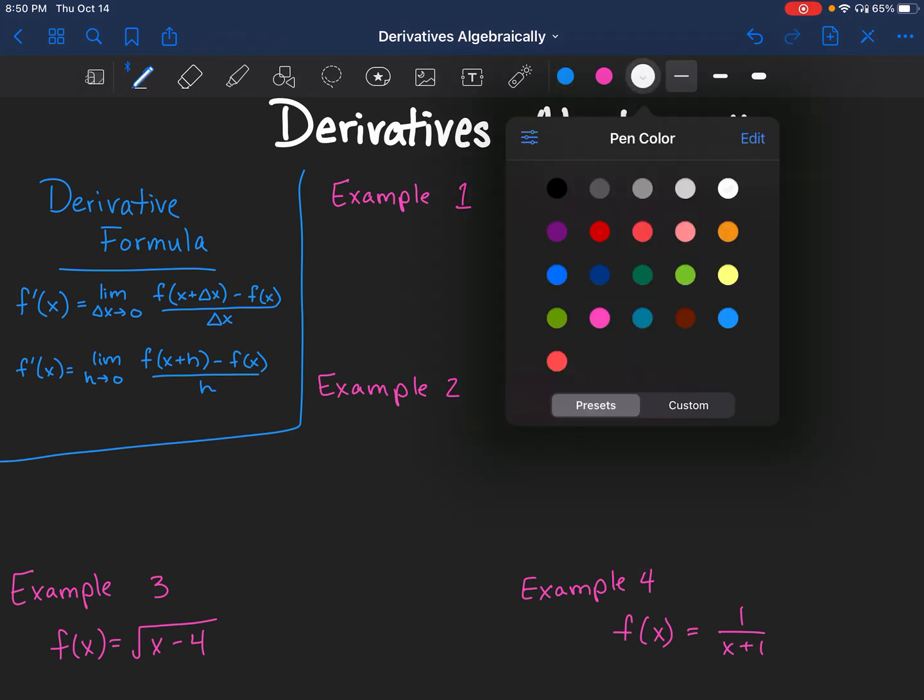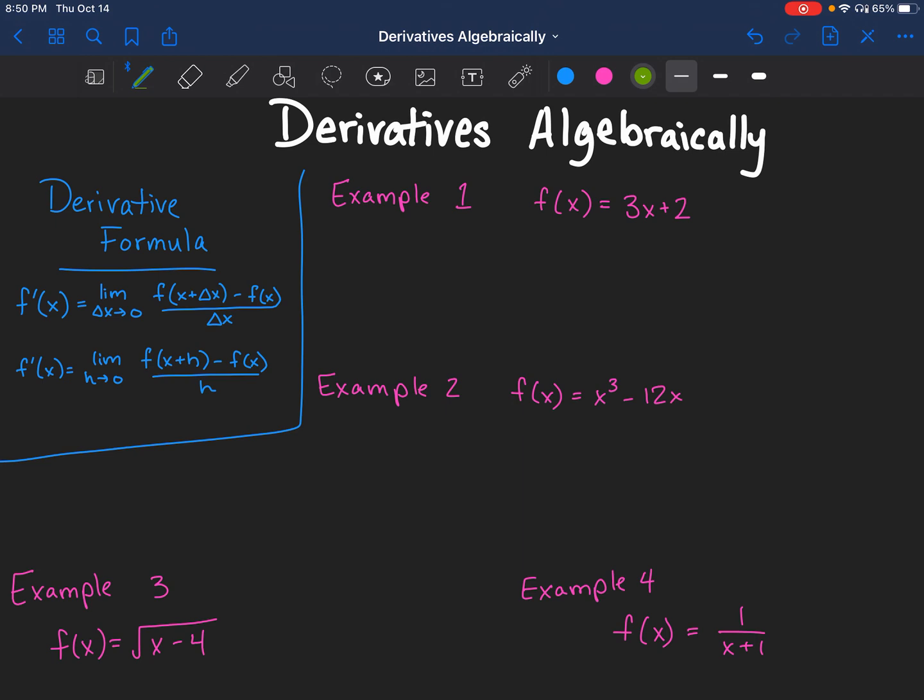Now I'm going to mention to you that this fraction is called the difference quotient. Notice it's called the difference because it subtracts, and quotient because it divides. It's called the difference quotient. So this is actually a multi-step process. The first step in doing this, and I'm going to write these as I do the first example, is to plug in x plus h into the function.